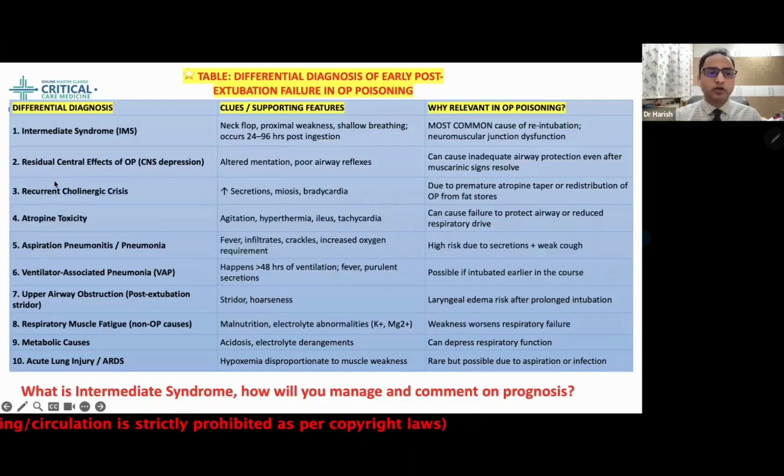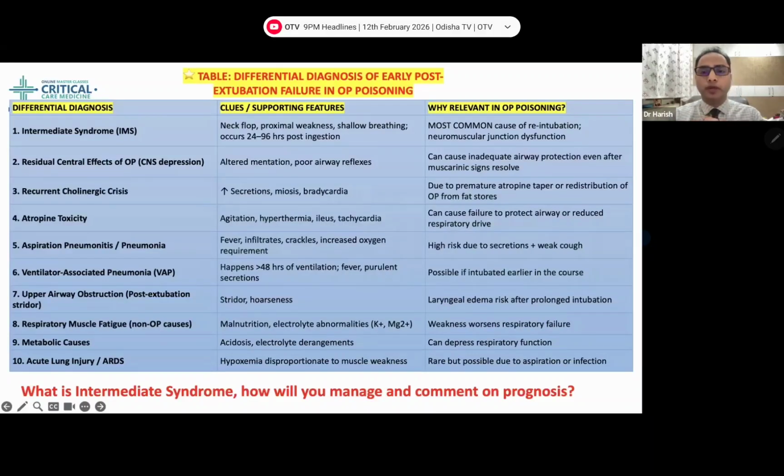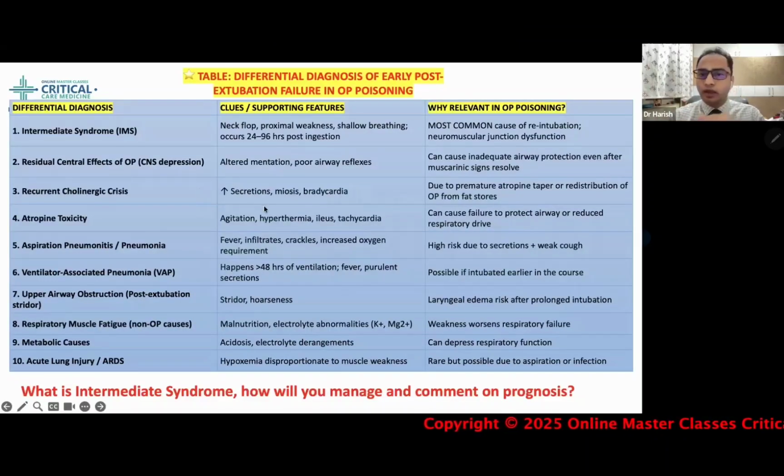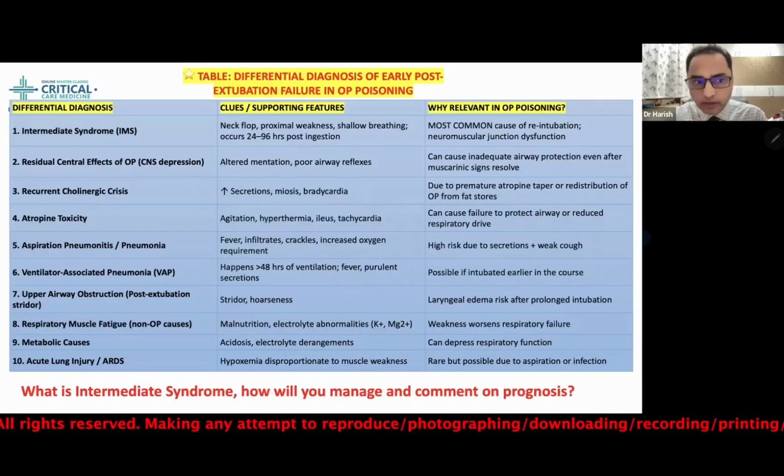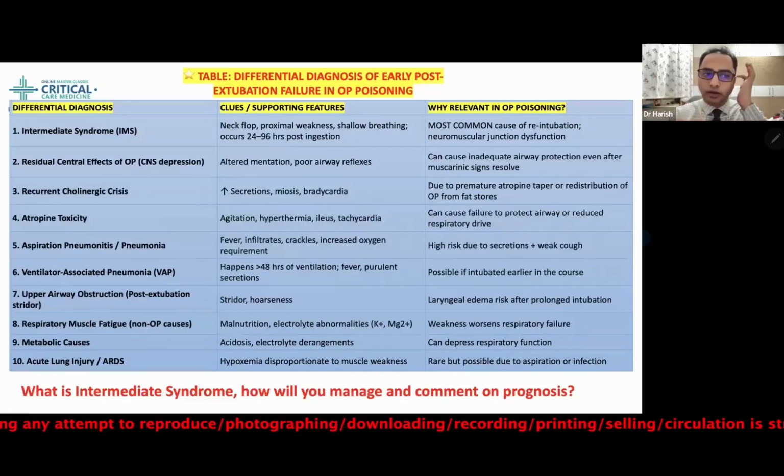Other things: residual central effect of the OP itself, like CNS depression, with altered mentation and poor airway reflexes. This can cause inadequate airway protection even after muscarinic signs are resolving, meaning even secretions are driven by the central manifestation of the OP. They might require re-intubation, or a recurrent cholinergic crisis, with increased secretions, miosis, and bradycardia due to premature atropine tapering or redistribution of the OP from fat stores. A highly lipid-soluble OP can give rise to a cholinergic crisis again, and then they might require re-intubation.